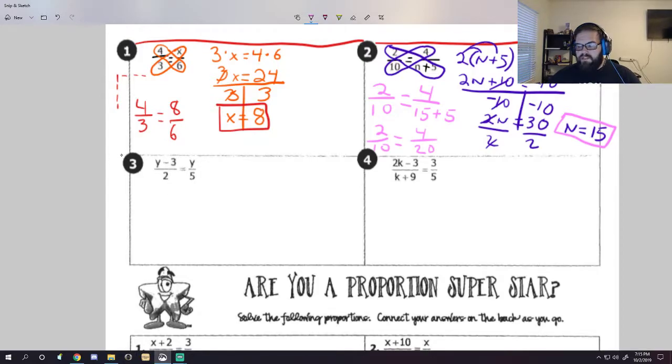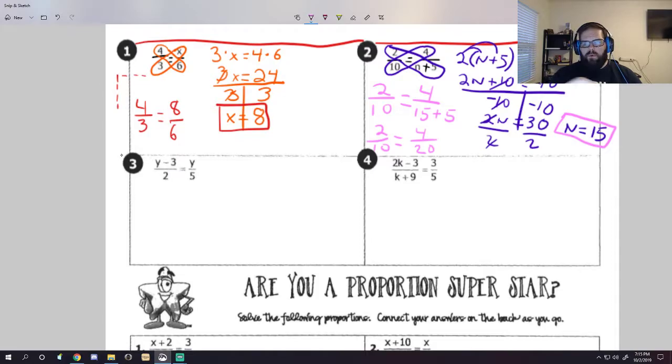Now, I'm going to go down to number 3. And I want you to pause the video. So I'm going to give you a second to pause the video. And I want to see if you guys can figure out y minus 3 over 2 equals y over 5. Some of you guys may look at that and go, oh, well, I know the answer. And you might. But remember, like we were doing one-step equations with variables, we need to show our work.